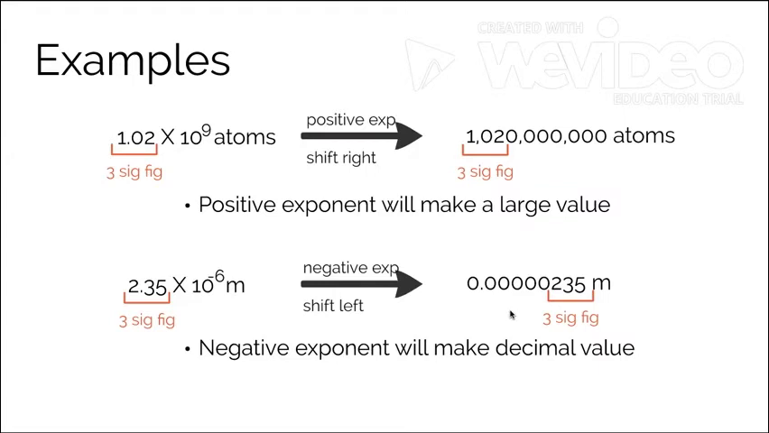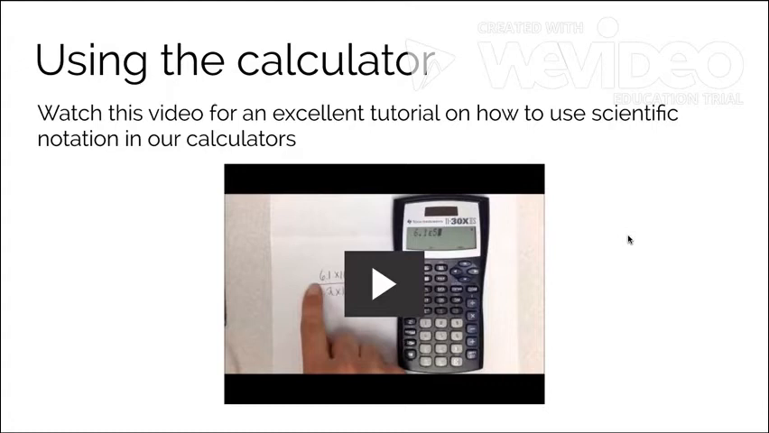All right, and so scientific notation is very useful for eliminating a lot of errors that we may have whenever you're putting these numbers into a calculator. So go ahead and watch this video for a very good tutorial on how to use scientific notation on our class calculators. Just a heads up, I know that a lot of you use your phones for calculators, and scientific notation is just a little bit more difficult to use on your cell phones. So for this reason, I highly recommend that you grab one of our class calculators.